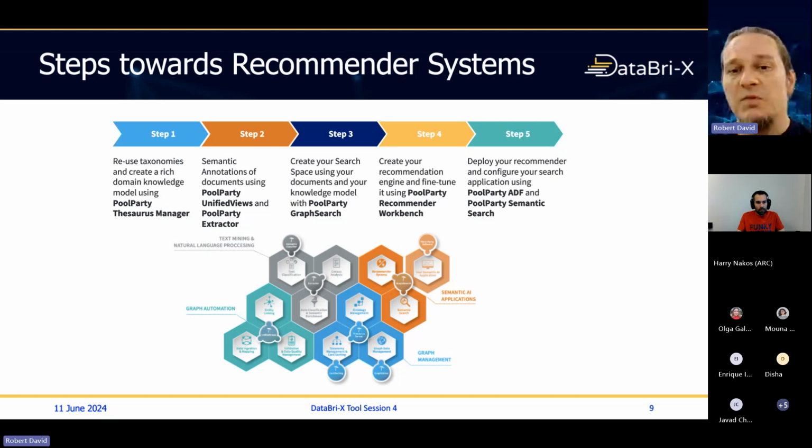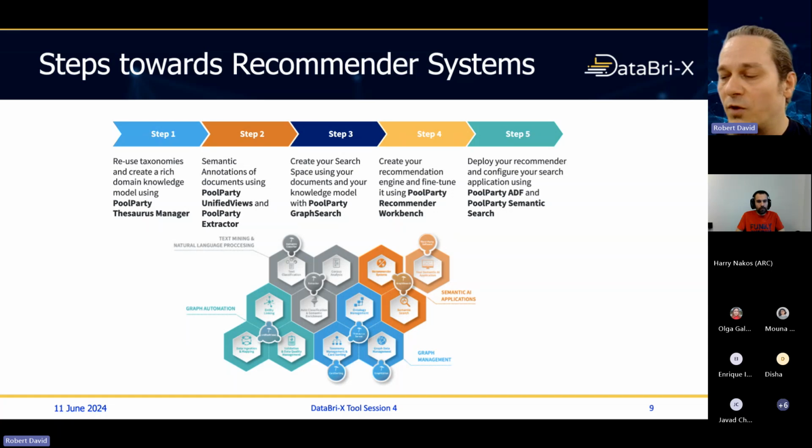Then the third step is to consolidate these documents into a search space. That is then the basis for the recommender, where the recommender runs on using PoolParty Graph Search. Step 4 is then that you create your recommendation engine and you can fine-tune it.